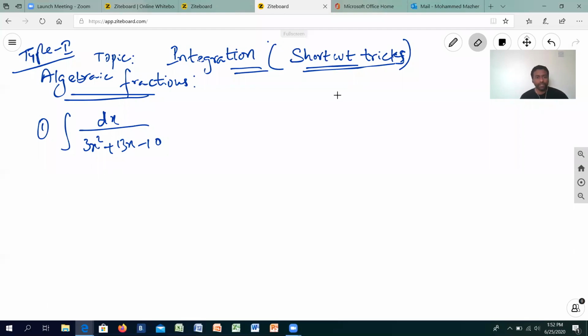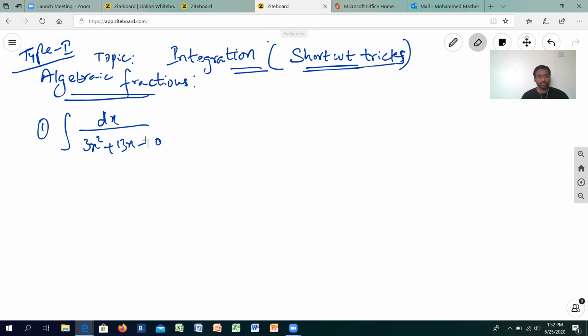Hello friends, in this video, in the series of shortcuts that we are doing for integration, this is my video 2 for the integration, and specifically we are working with algebraic fractions. Many students waste their time doing this during competitive exams or the IIT.